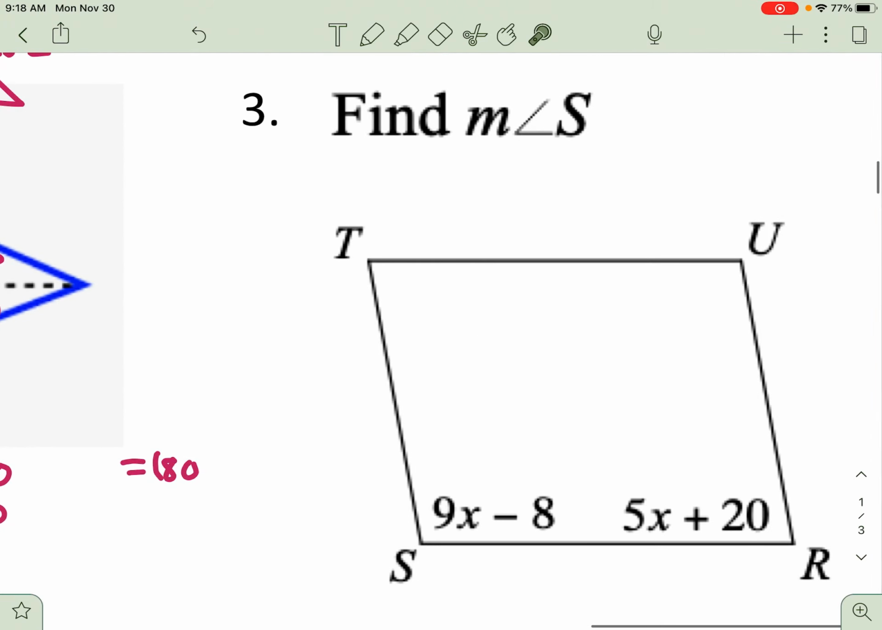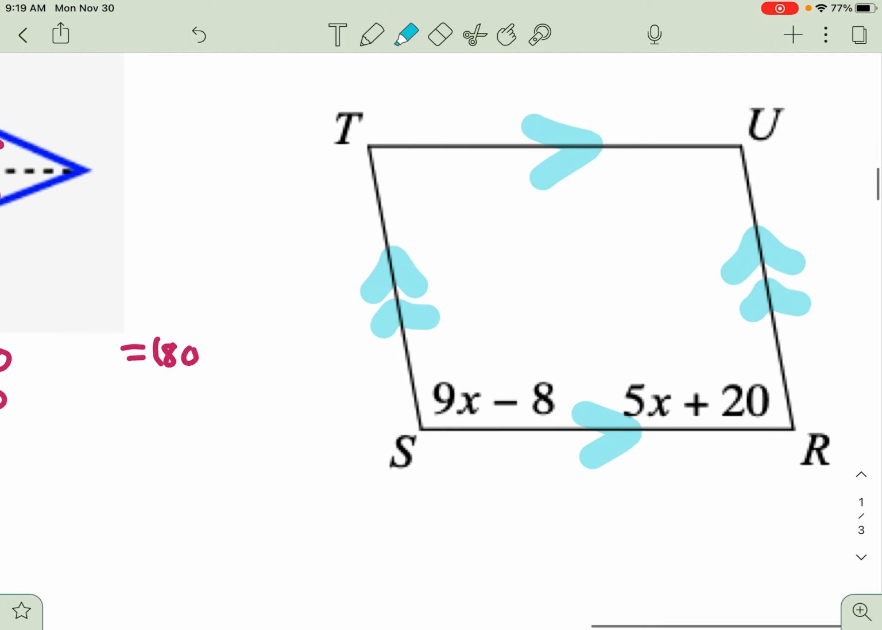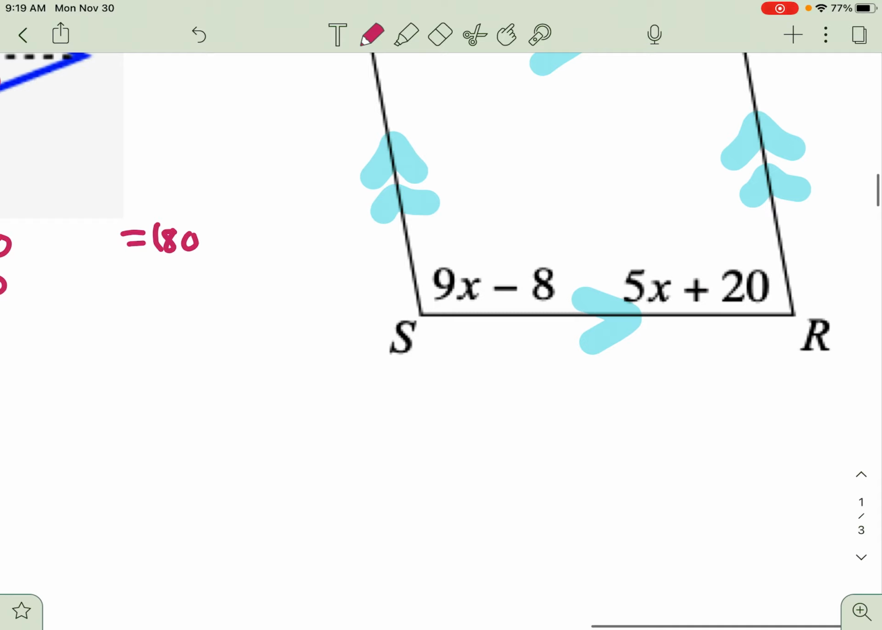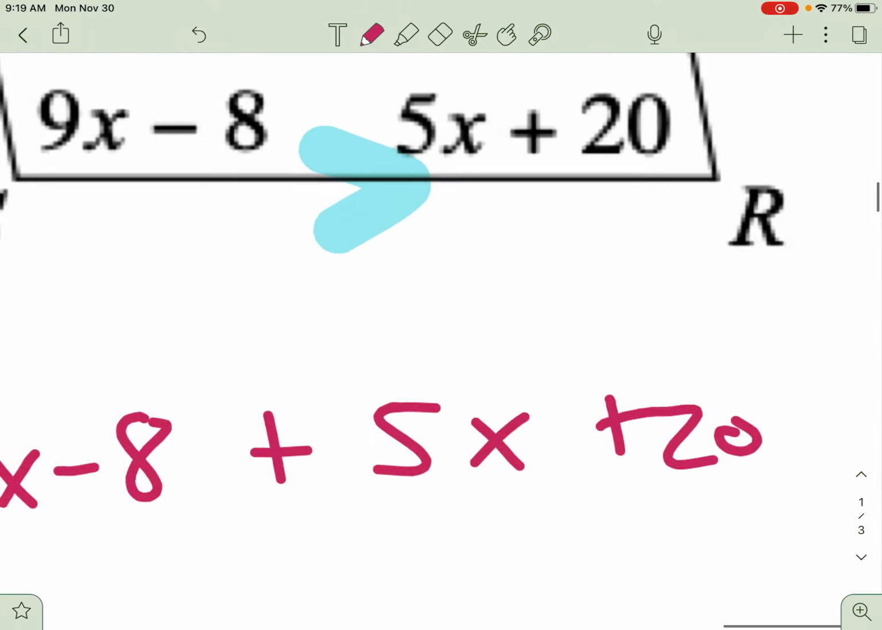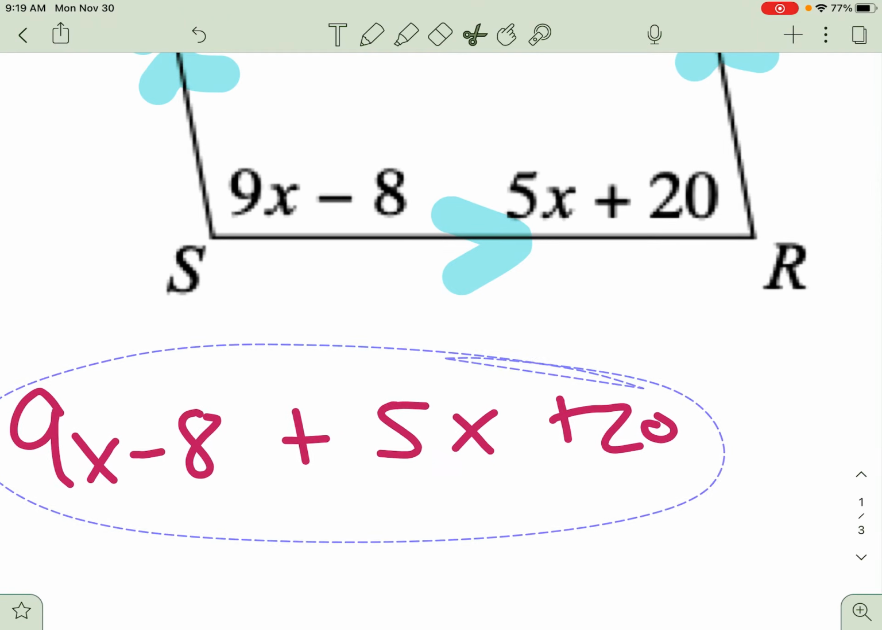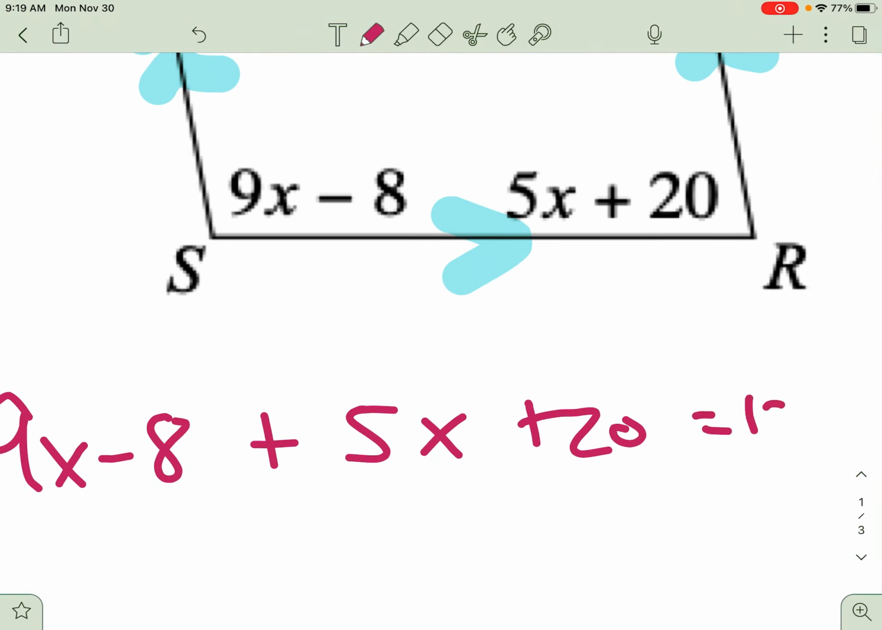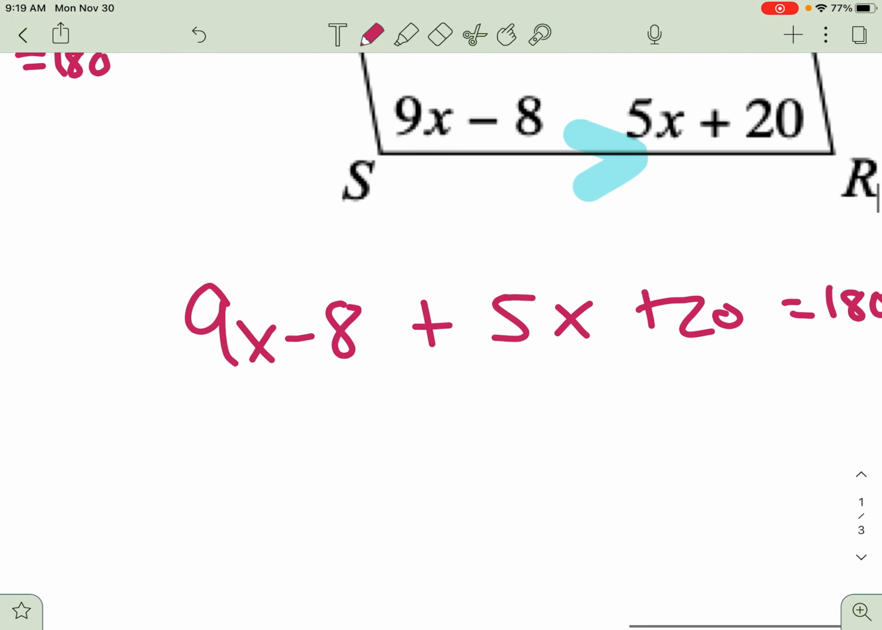Find the measure of angle S. Angle S is down here. Since this is a parallelogram, these are parallel and these are parallel. We know that in a parallelogram, the consecutive angles are supplementary. So 9x minus 8 plus 5x plus 20 equals 180. 9x and 5x gives me 14x. Negative 8 and 20 gives me a positive 12.